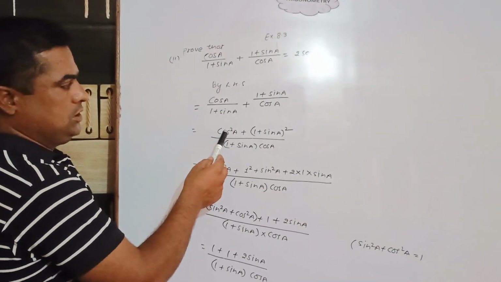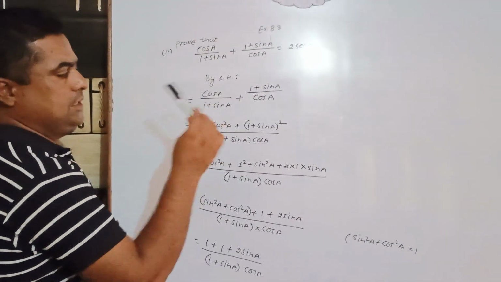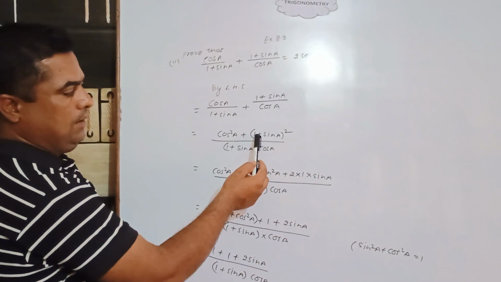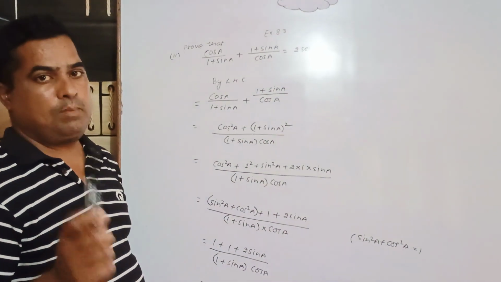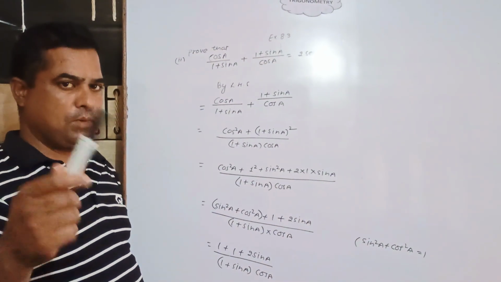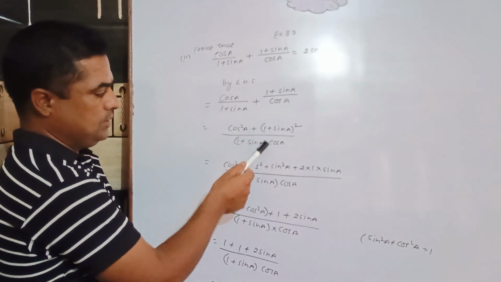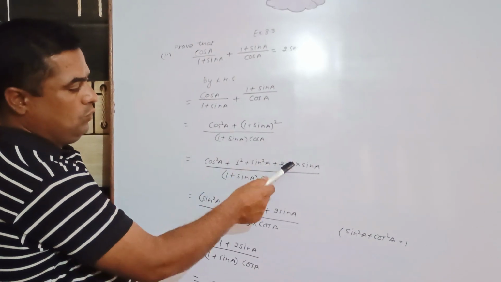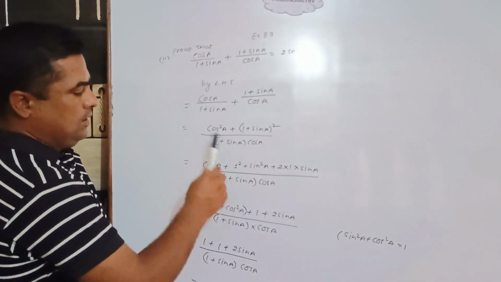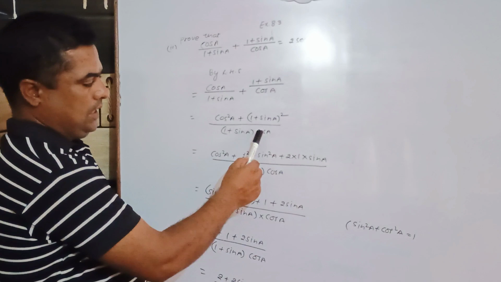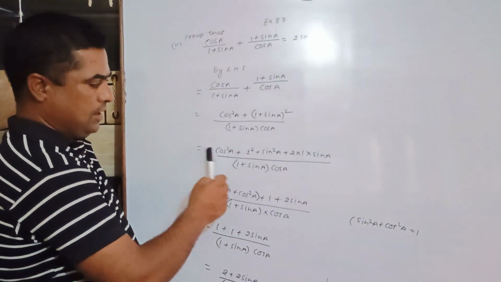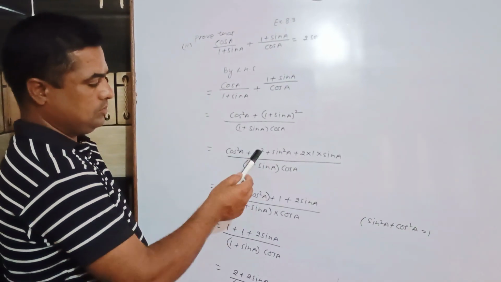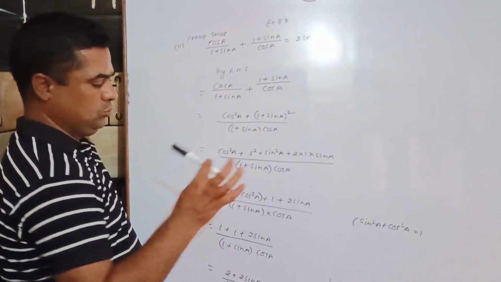This will be the LCM. Cos A into cos A is cos square A, and (1 plus sin A)(1 plus sin A) is (1 plus sin A) whole square. Now we will apply the identity (A plus B) whole square is A square plus B square plus 2AB. So we are applying 1 square plus sin square A plus 2 into 1 into sin A. In the denominator, (1 plus sin A) into cos A. Now we are rearranging all the terms. So we are writing sin square A plus cos square A, 1 square is 1, and this is 2 sin A.